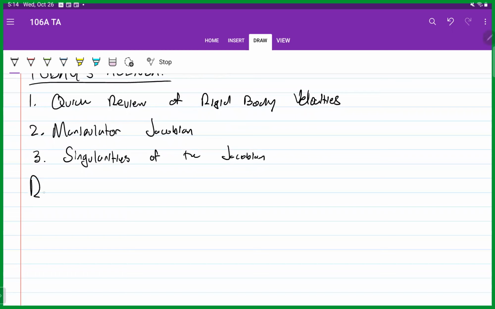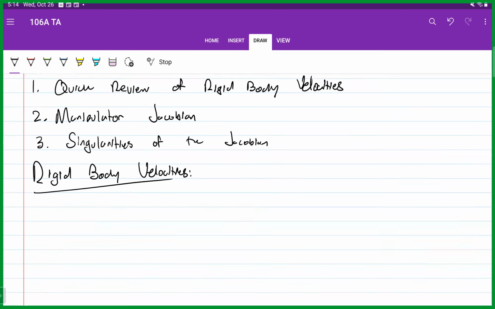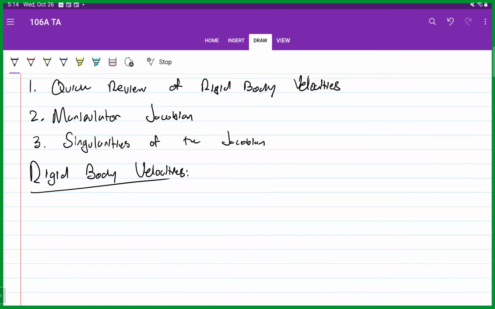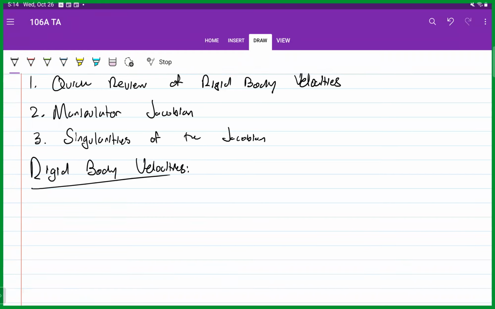So we can talk about rigid body velocities real quick. Just as an overview, since we covered them in full detail last week, here I'm just going to give a general conceptual overview, some highlights or key points of what rigid body velocities are and what we're really going to need for them when we're talking about Jacobians today.